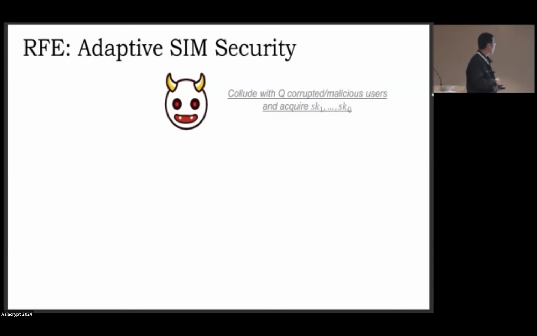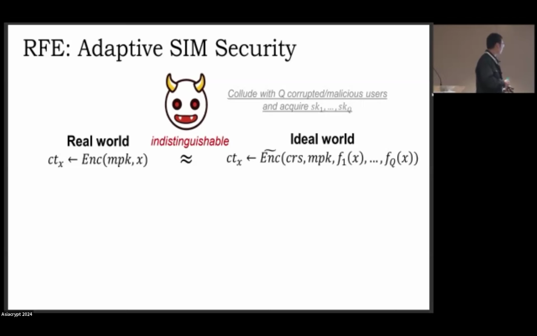Then let's go into the security model of RFE. Here we mainly focus on the strongest, adaptive simulation-based security. We have an adversary who colludes with many corrupted or malicious users and acquires their secret keys from SK1 to SKQ. Even for such an adversary, they still cannot distinguish two worlds. In the real world, the ciphertext is generated normally, but in the ideal world, the ciphertext can be simulated by public parameters and the function values this adversary has learned.